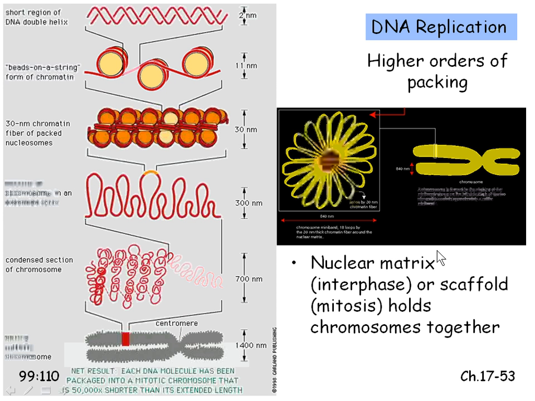Now, it turns out there are also higher orders of packing of the DNA, as I said. So if we start from the DNA double helix being wrapped around the nucleosome core, then compaction into a 30 nanometer fiber of packed nucleosomes, which are added on to the scaffold or matrix to compact even tighter, and eventually to form the chromosome, which holds everything together. So we get a lot of DNA compacted into a very tight molecule.